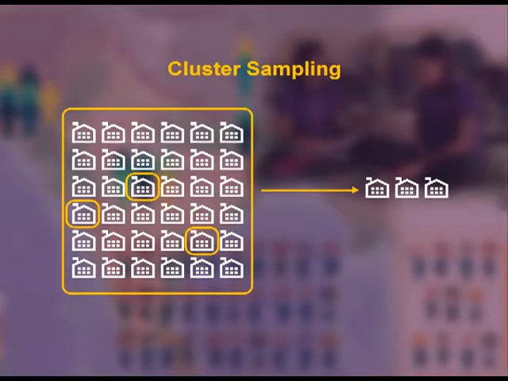Fourth, cluster sampling. This sampling refers to a type of random sampling plan in which the population is subdivided into separate groups and each group is called a cluster. There is small variability within clusters and large variability between clusters. And the investigator collects data from the sampled clusters.